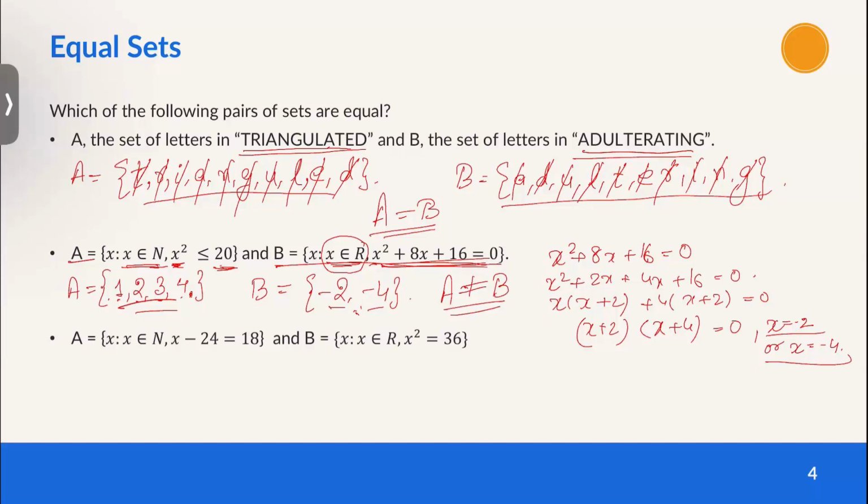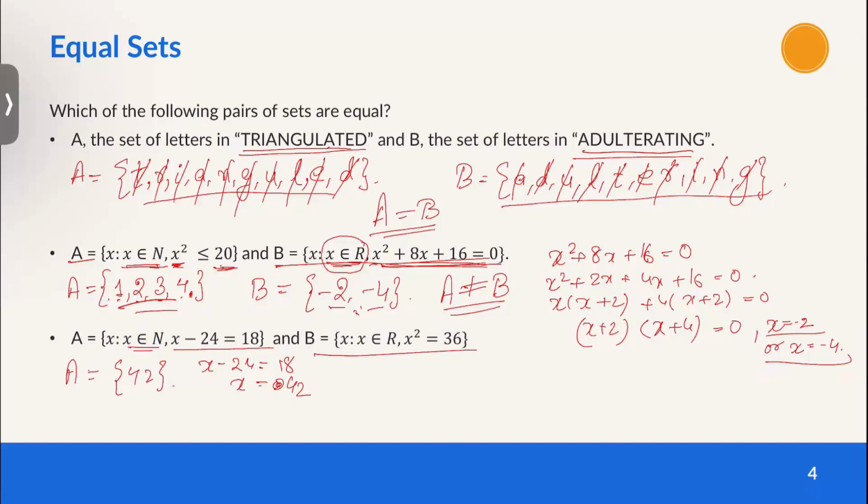In this example, A is all the natural numbers which satisfy this equation. This equation will be satisfied by x minus 24 equals 18. x will be equal to 42. So A will have only one element, which is 42.